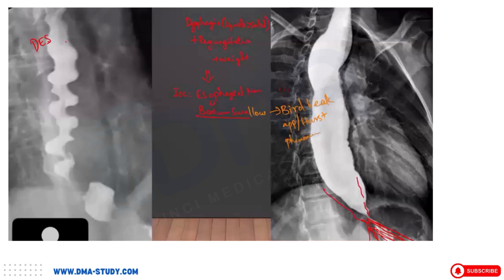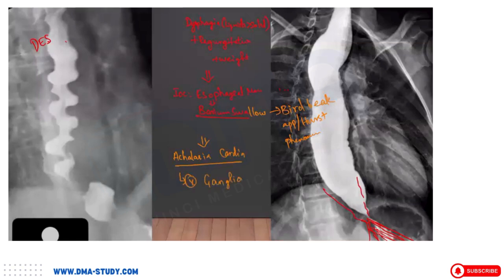Hurst phenomenon. Okay. So you found that there is a bird beak appearance with dysphagia, regurgitation, and weight loss. You diagnosed it as achalasia cardia. What is the principle or pathophysiology behind achalasia cardia, which is one of the important MCQs? What is the pathophysiology? Absence of ganglion cells of Auerbach nerve plexus.